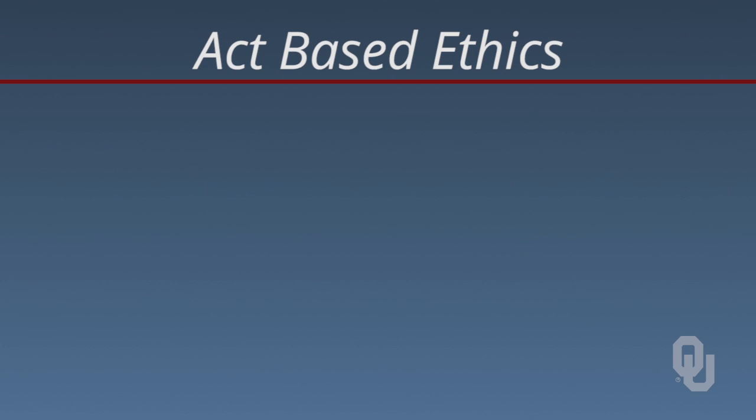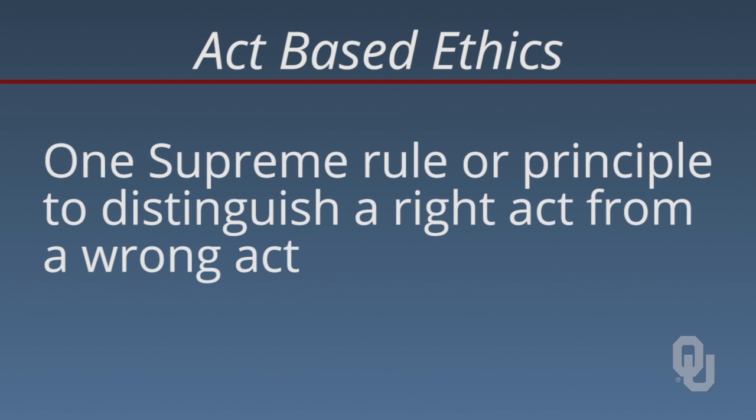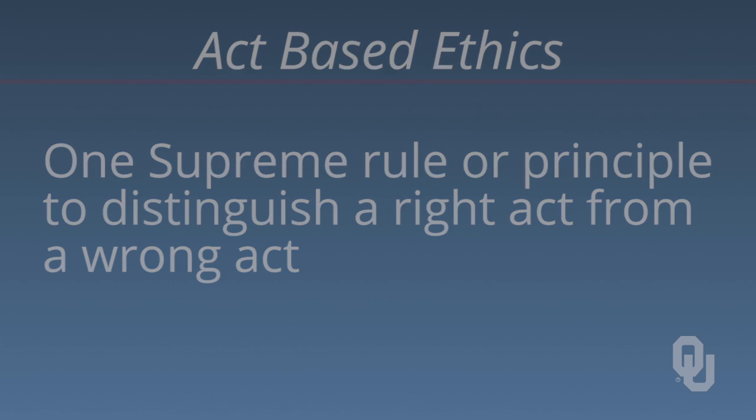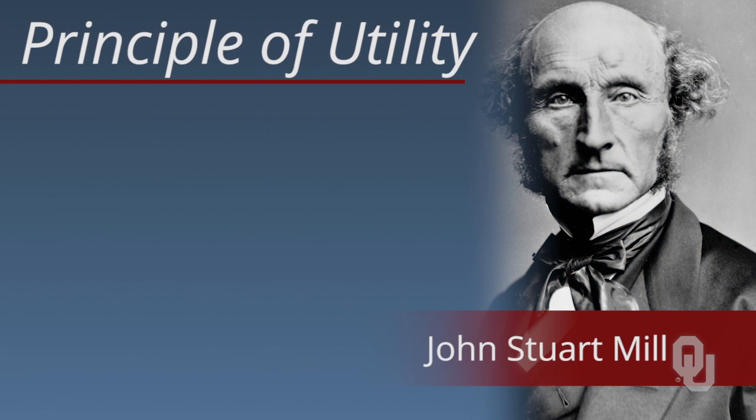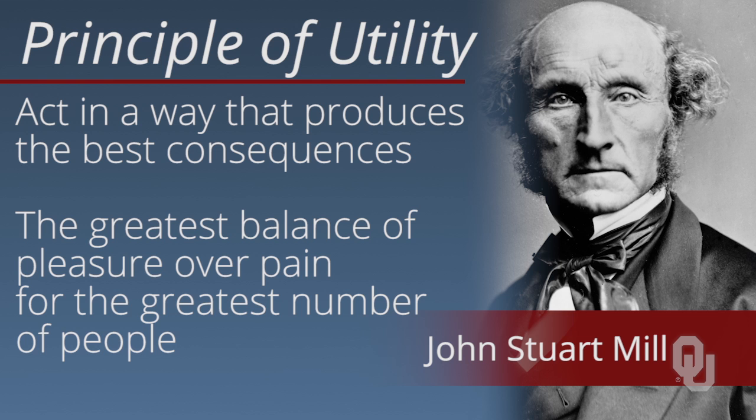Act-based theories come up with rules, in the best case, one supreme rule or principle to distinguish a right act from a wrong act. So classical utilitarianism is an important example of an act-based theory because it sets up one moral principle that is intended to tell us what to do in any given situation. Act in a way that produces the best consequences, where the best consequences are determined by the greatest balance of pleasure over pain for the greatest number of people.